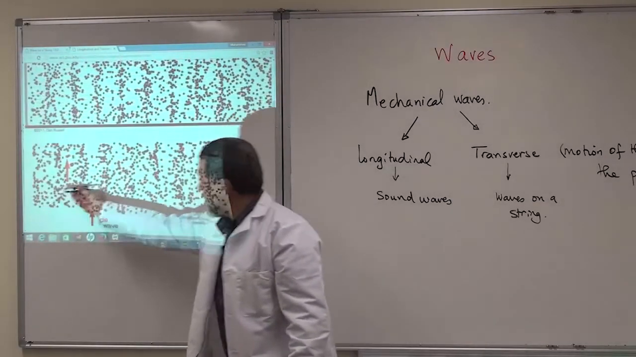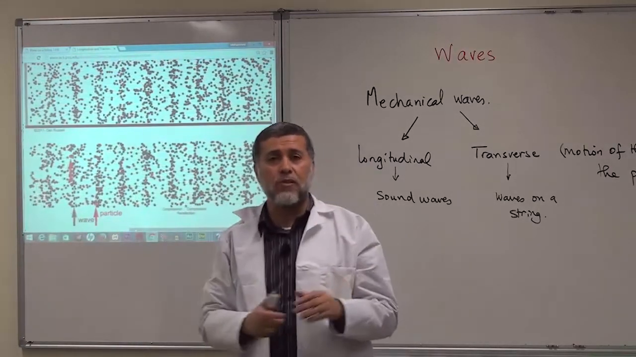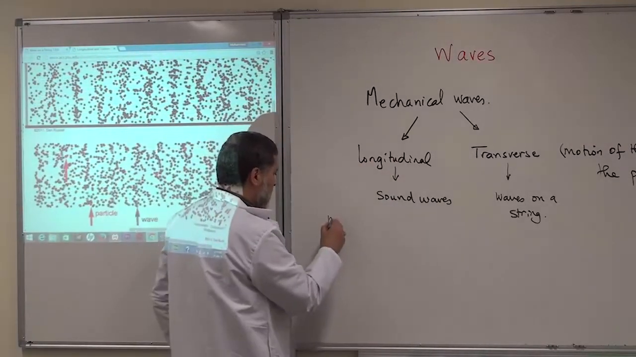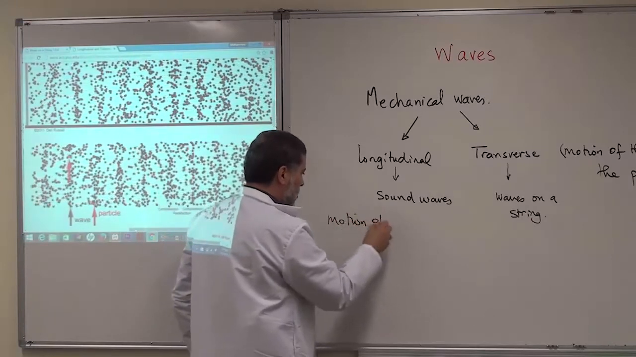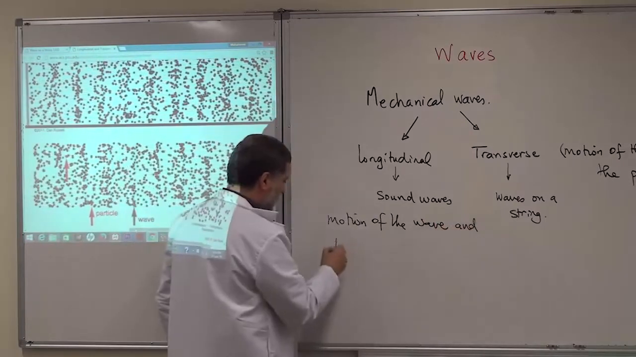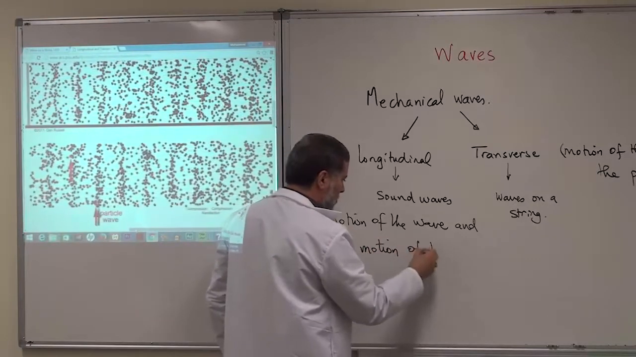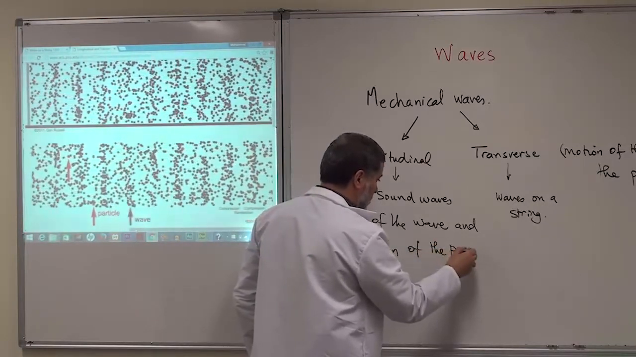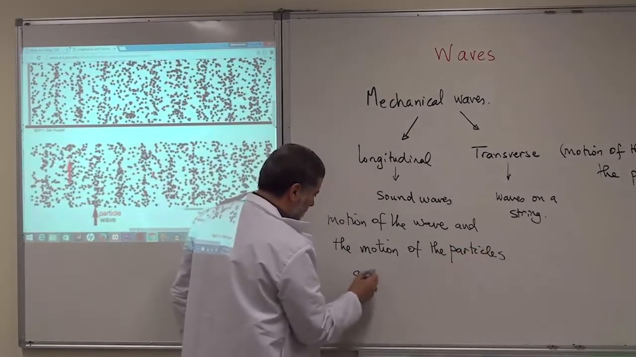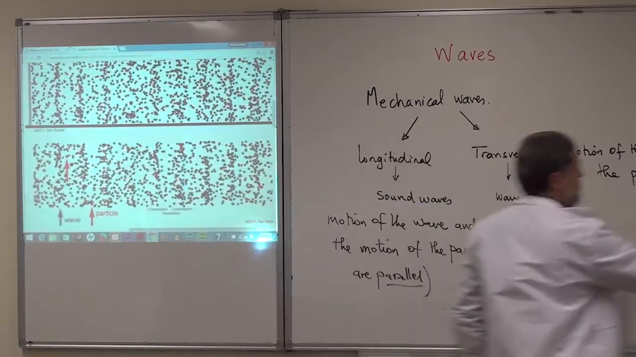So the motion of the wave is to the right, and the particle is moving right and left. So how are these two motions? They are parallel. So for a longitudinal wave, we have the motion of the wave and the motion of the particles making the medium, and they are parallel. So be careful, you have two motions. The keywords here are parallel and perpendicular.